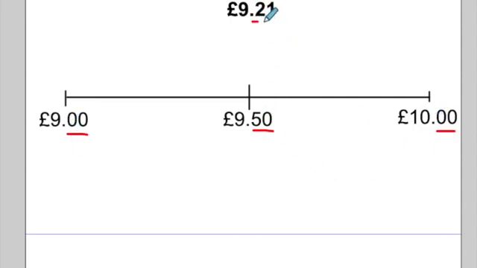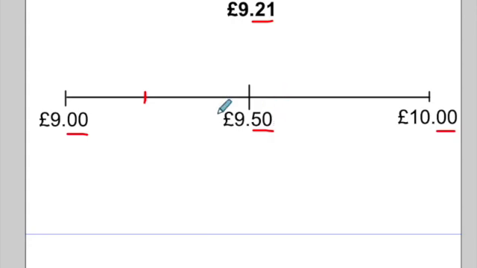So let's have a look at the value that we've got at the top of the screen. So we've got £9.21. Now remember what the rule is. Anything which is £9.50 and beyond would be rounded up to the next pound. So £9.21, where would that be on our number line? We know it's going to be below £9.50. That's about midway, £9.25. So it's probably going to be about there.